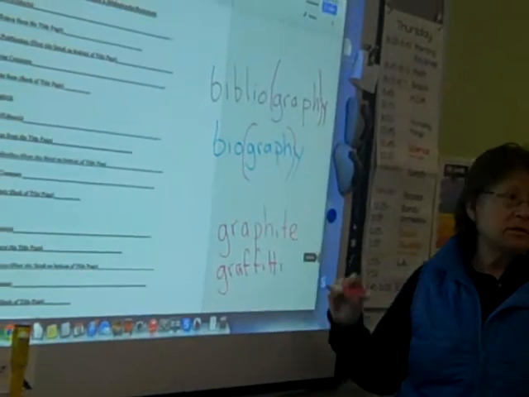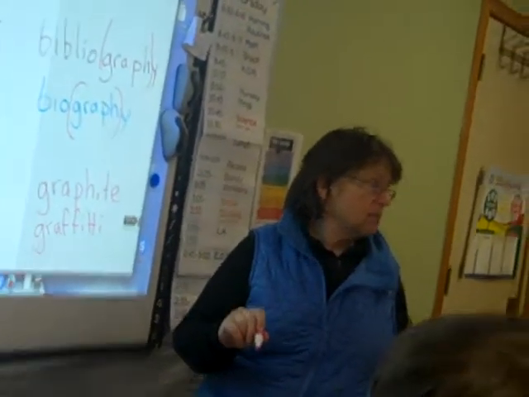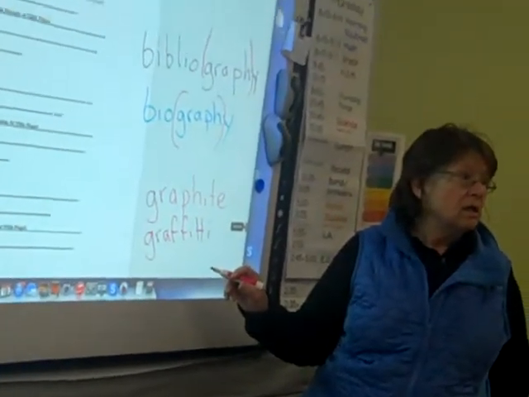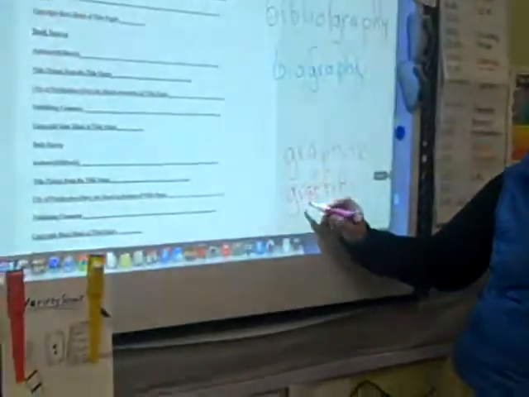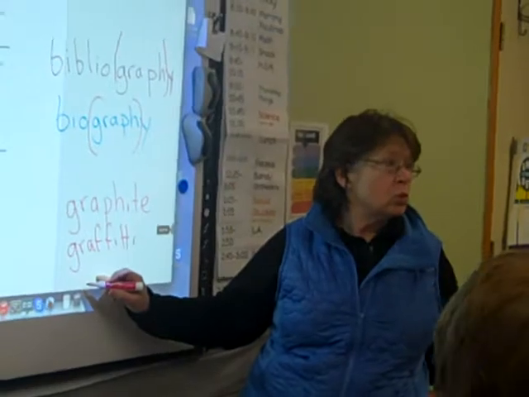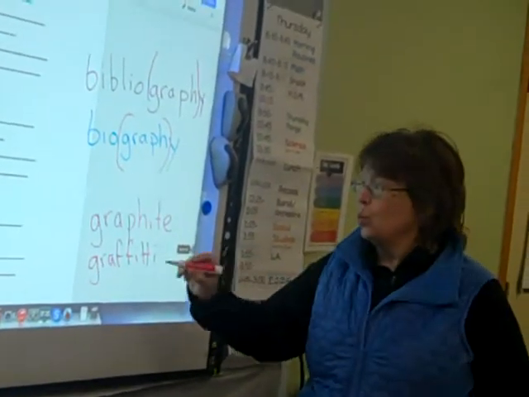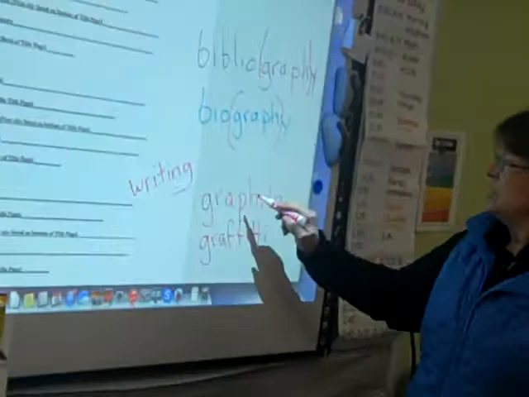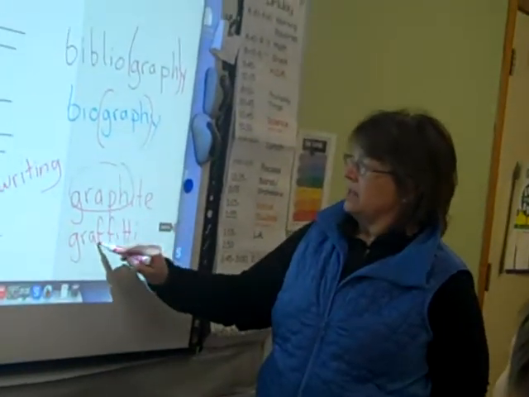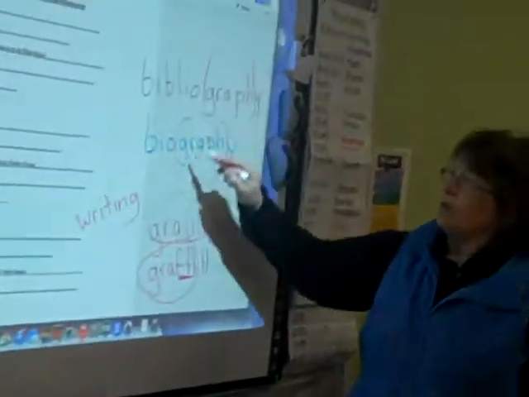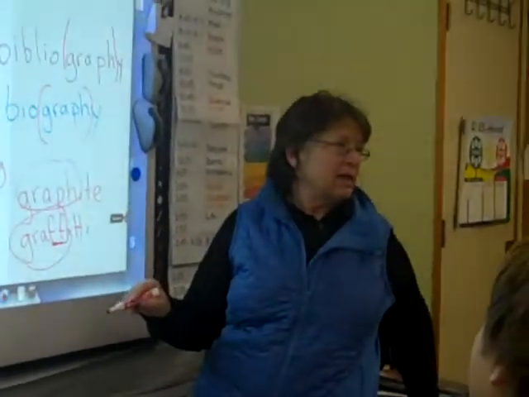What's graphite? Like something in the ground? Yeah. And what's graffiti? Illegal art, spray paint. It begins with a W. Words. Close. Word art. What am I doing? Writing. So, all of these words, and this is the same sound, it's just a different spelling of it. Graph, graph. So, it all has to do with writing.